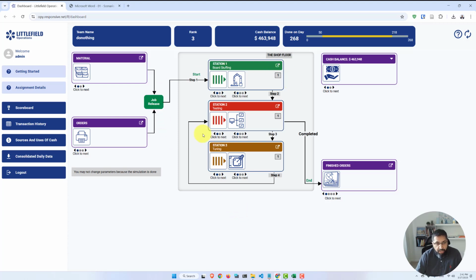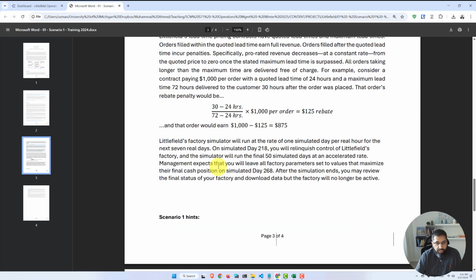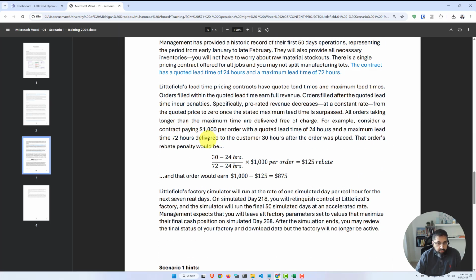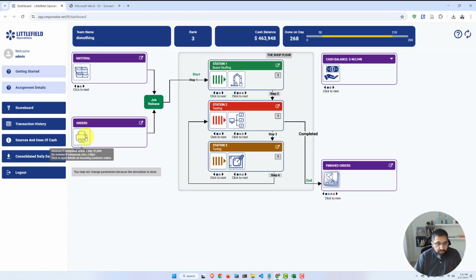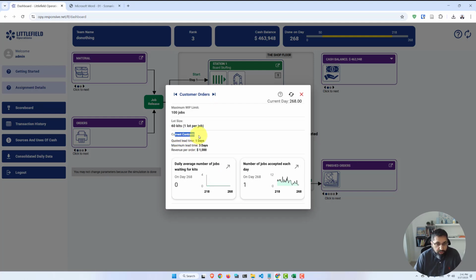So how do we make money in the simulation? If you read this document, it explains that you make money by completing the customer order within the promised lead time. In the simulation, when you open anything, it tells you the current contract: quote time is 1 day, maximum lead time is 3 days. If you finish in 1 day, as the write-up explains, you earn $1,000 in revenue. If you complete in 1 to 3 days, you earn less than $1,000, and at 3 days or more, you earn $0.